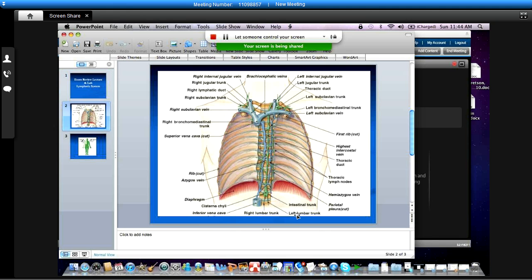Some structures I would expect you to be able to identify for this portion of the exam. The green vessels are the lymphatic vessels. You're probably already familiar with that. I certainly would expect you to be able to recognize the thoracic duct. You should be able to identify that structure.